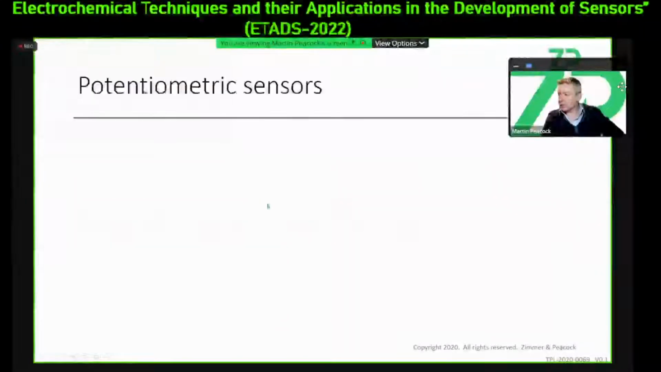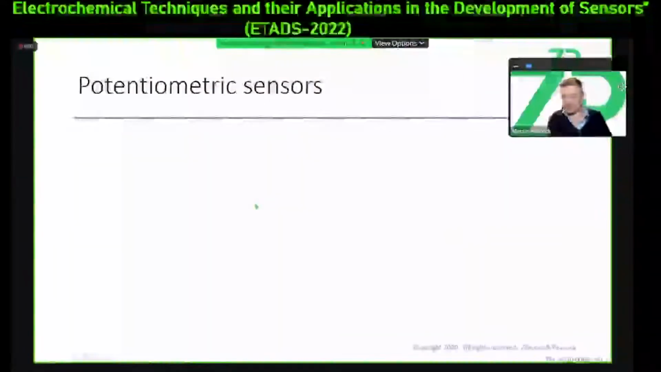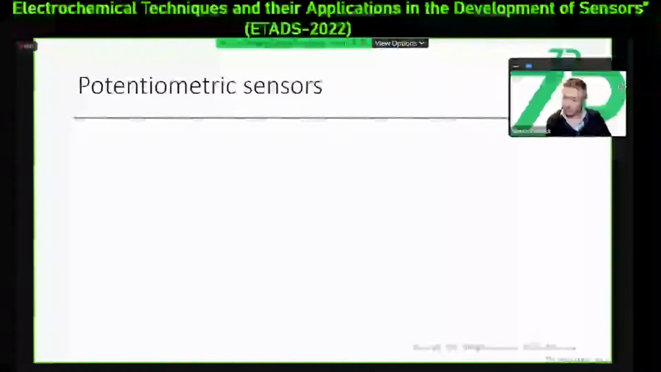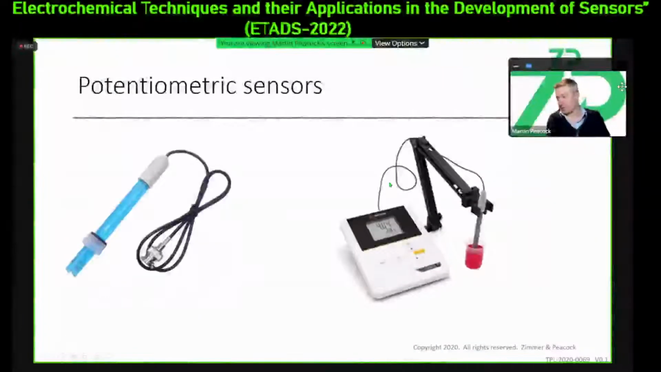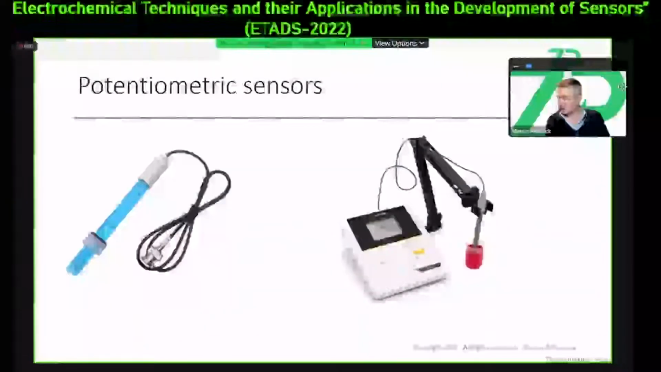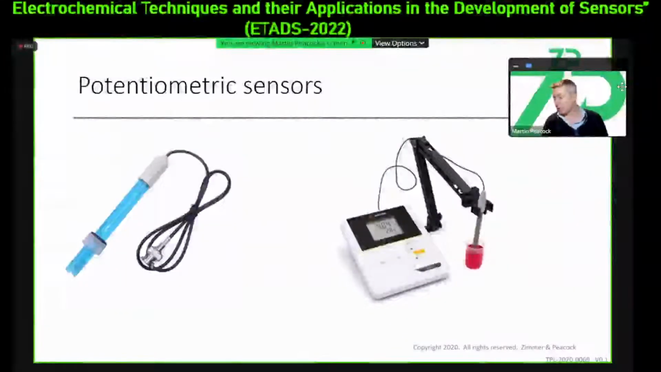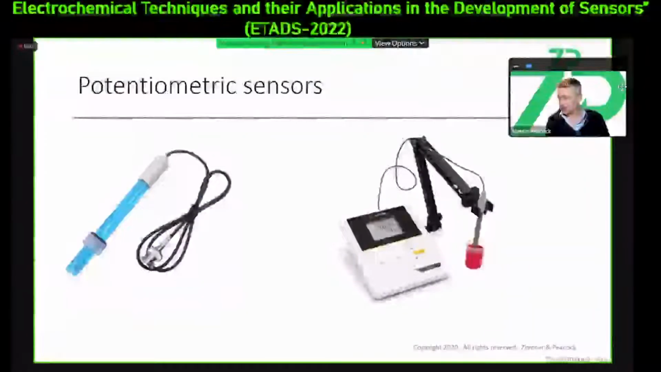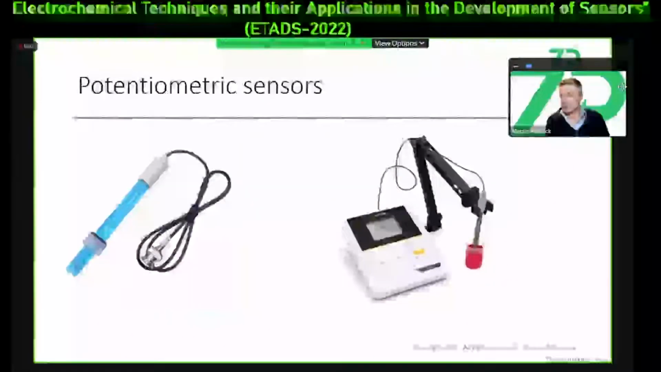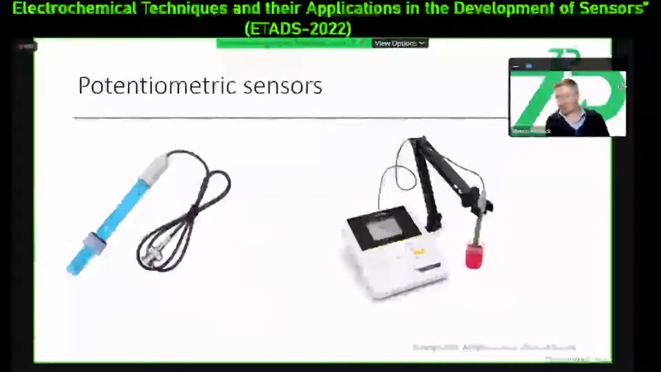Now I'm going to transition to potentiometric sensors. So if you're not familiar with potentiometric sensors, potentiometry is just a fancier way of saying the measurement of voltage. And you are familiar with potentiometric sensors because every pH sensor that you use to make up buffers and solutions in the laboratory, these pH probes, as we call them, are really just a form of potentiometric sensor.